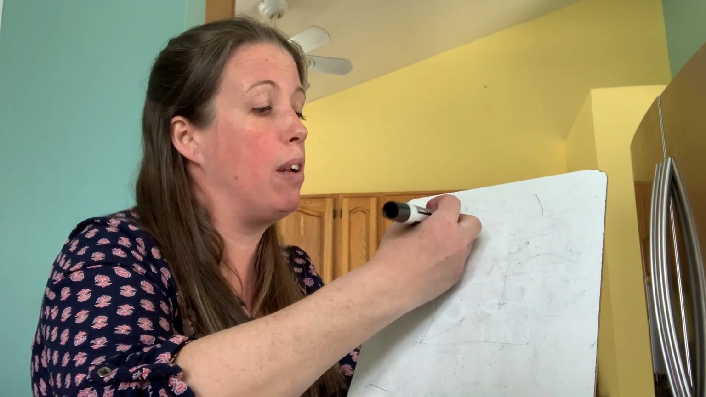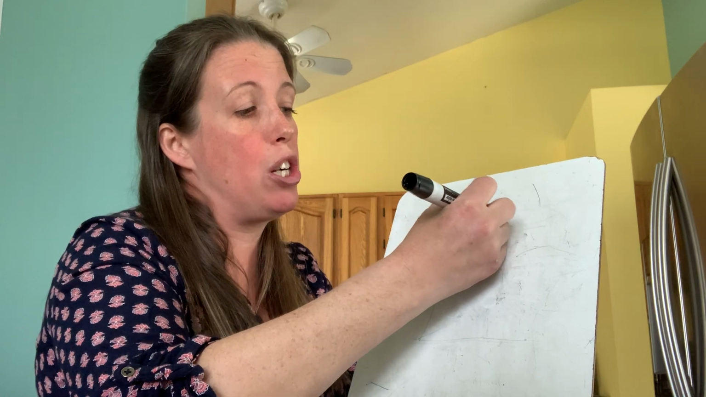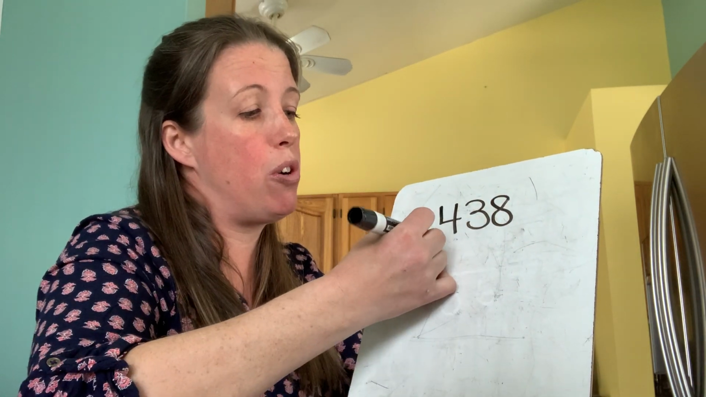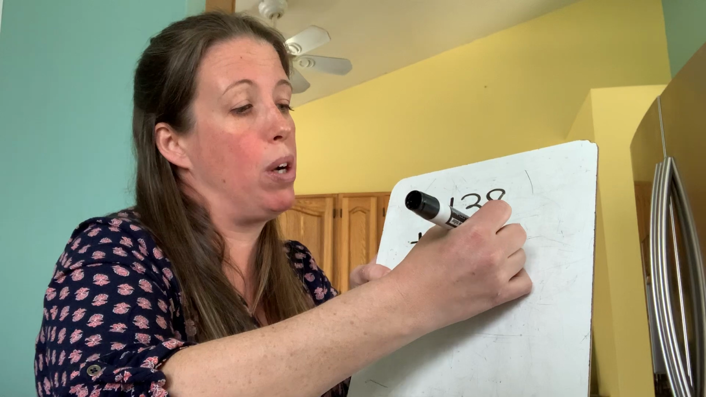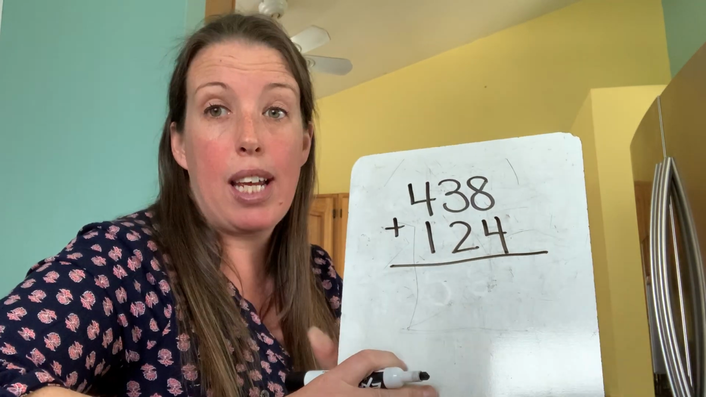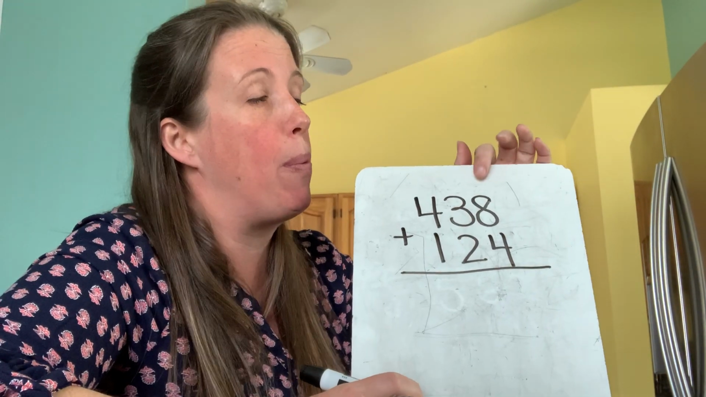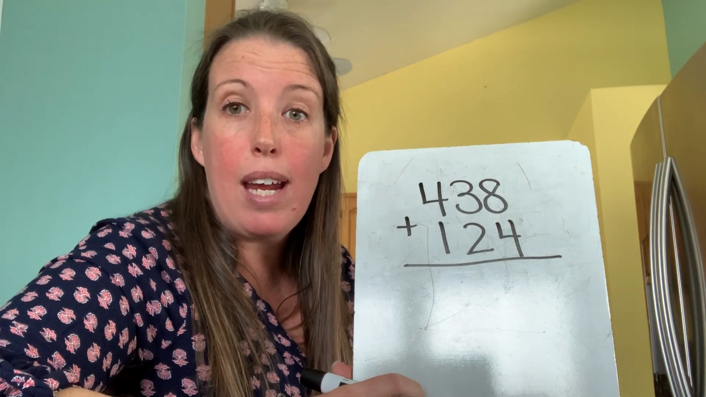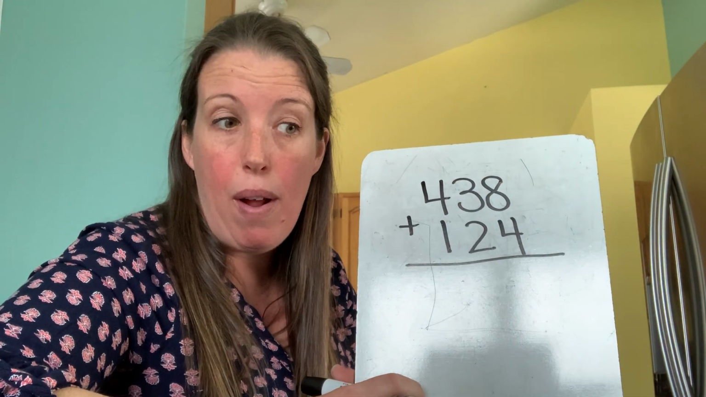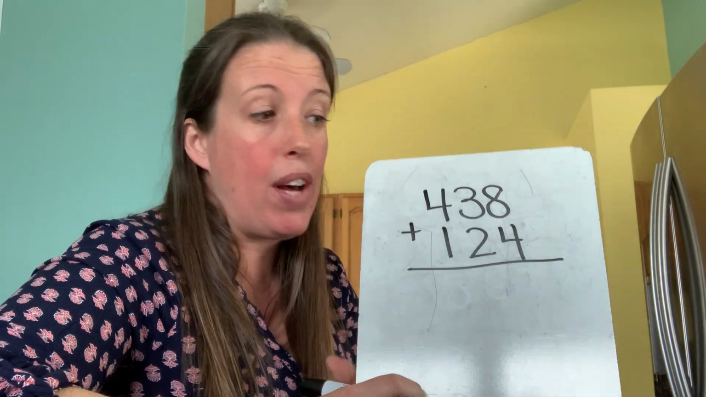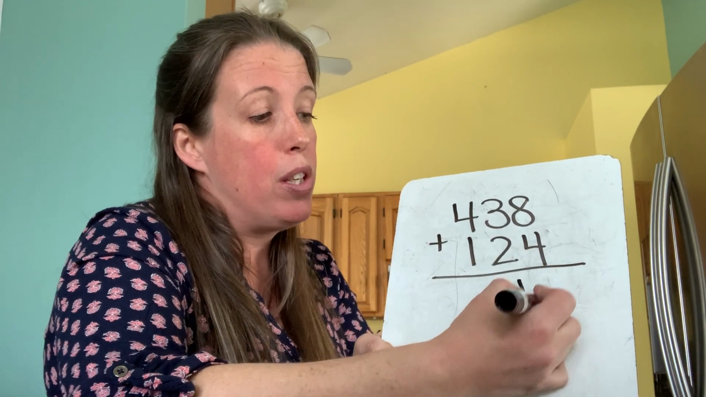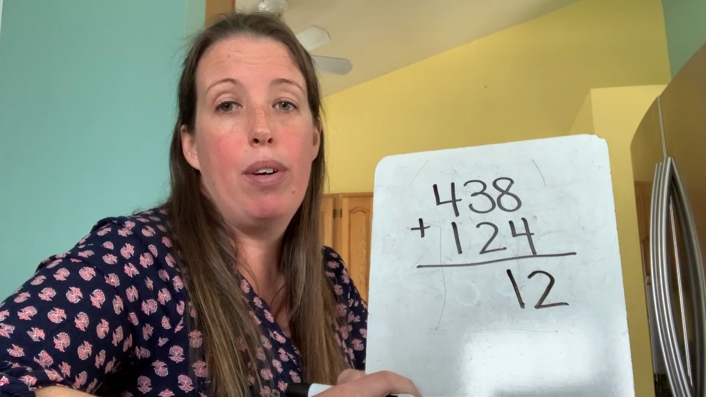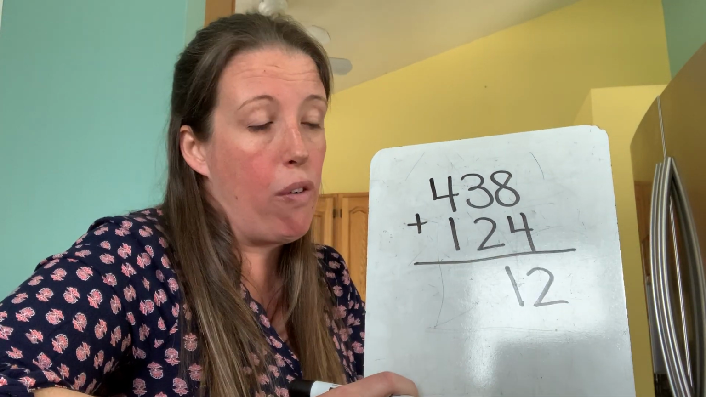Now we're going to try the strategy known as the inventive algorithm. For this algorithm, we set it up similar to our traditional: 438 plus 124. Just like the traditional algorithm, we're going to start with our ones place. When I add 8 plus 4, I get 12. But this time, since it's the inventive algorithm, I'm allowed to put both the 1 and the 2. I'm not going to be regrouping or carrying over.